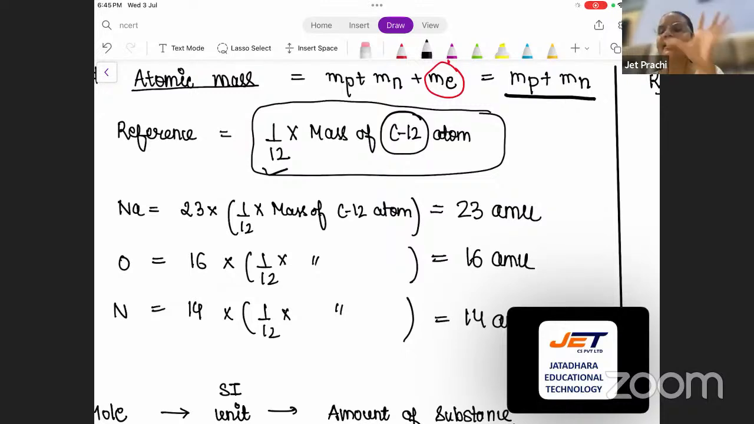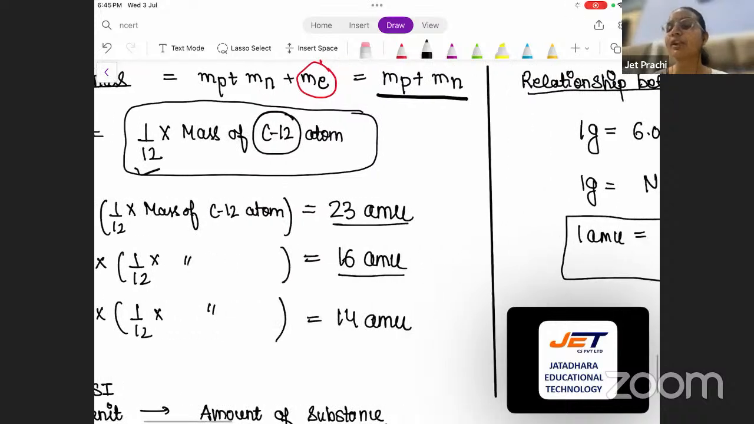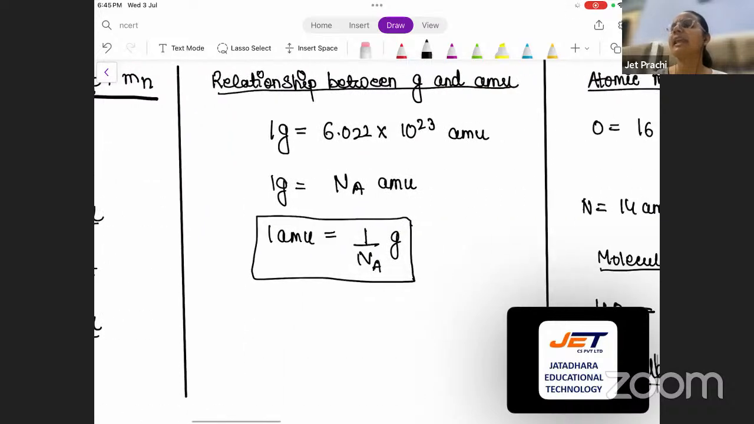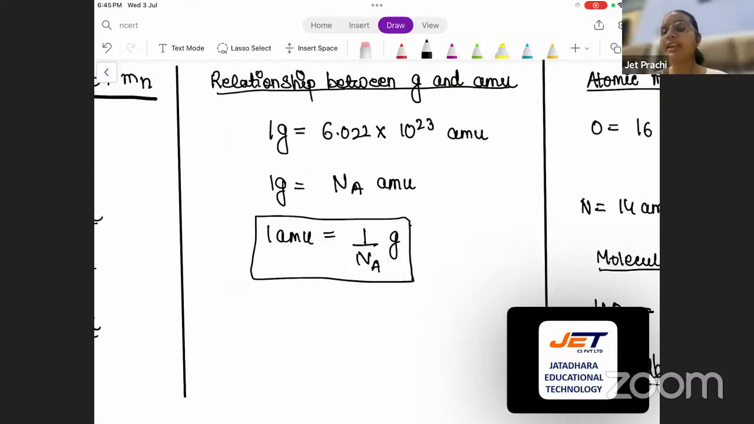Now the mass of all the elements were written as, for the atom of sodium, 23 AMU. For oxygen, it will be 16 AMU. For nitrogen, it will be 14 AMU. Right? Now, we should know the relationship between AMU and gram. What we have come up with is that 1 AMU is equal to 1 upon Na grams, where this is known as mole, and this is what we will be learning about in today's session. We will be learning about mole.